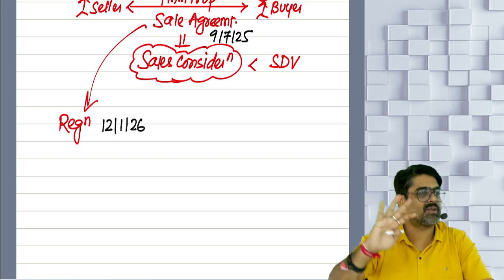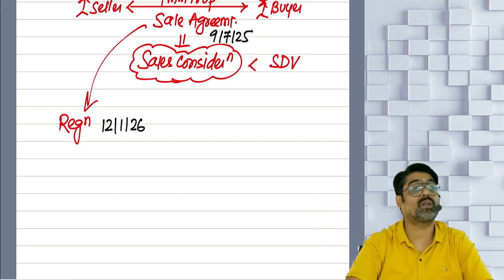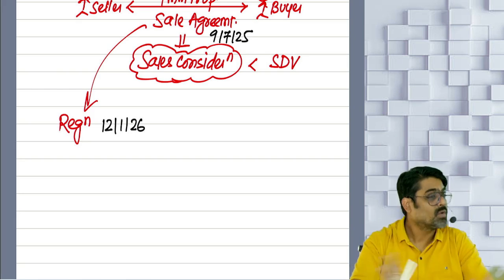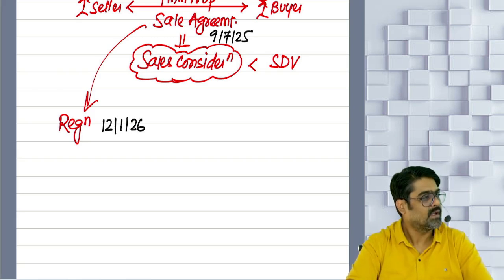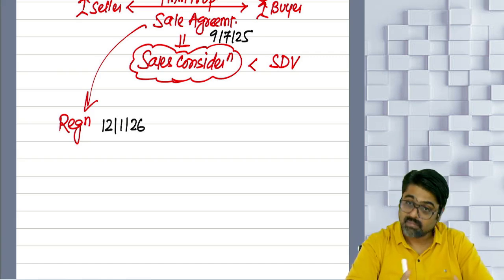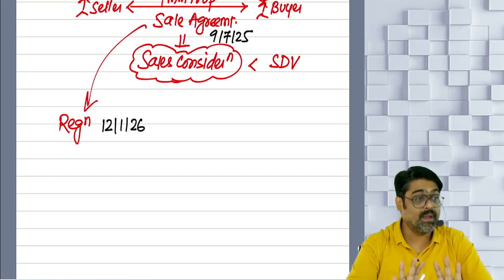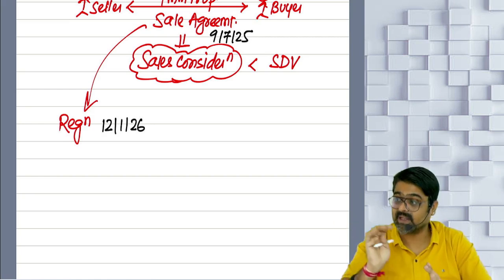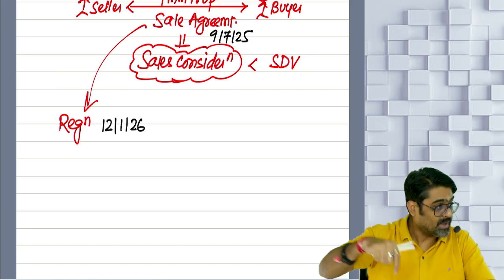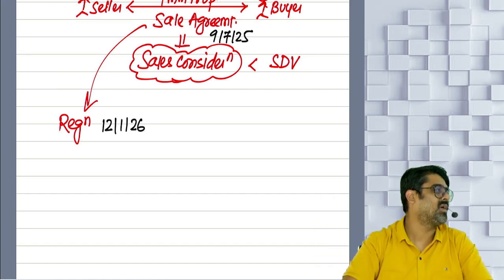Your sale consideration will be full value of consideration, yes or no? What if you are showing 95 crores? Don't come to section 50C. Your sale consideration will be full value of consideration. But if the sale consideration which you are showing for your immovable property is less than the stamp duty value of that property, yes or no?